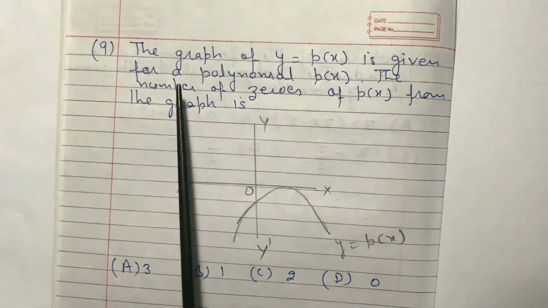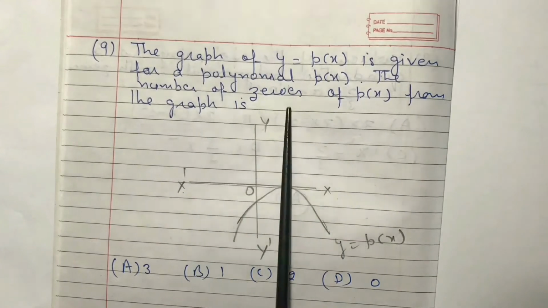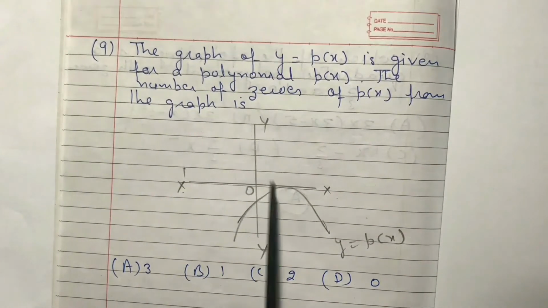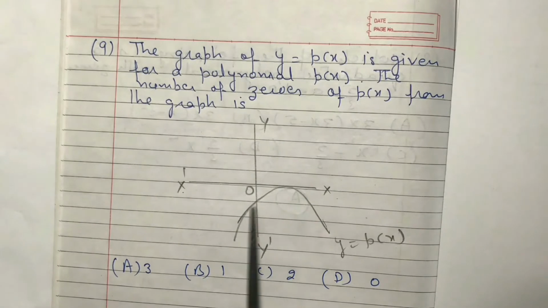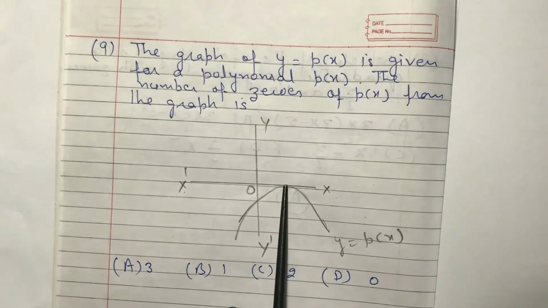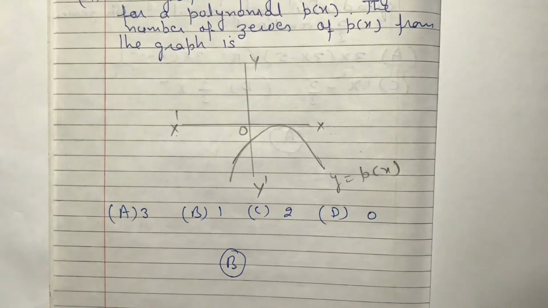Now the ninth question is, the graph of y is equal to p(x) is given for a polynomial p(x). The number of zeros of p(x) from the graph is, the number of zeros are, so this graph touches the x-axis at one point. So the number of zeros is 1. So B is the option.